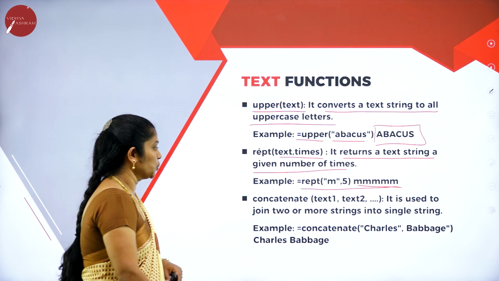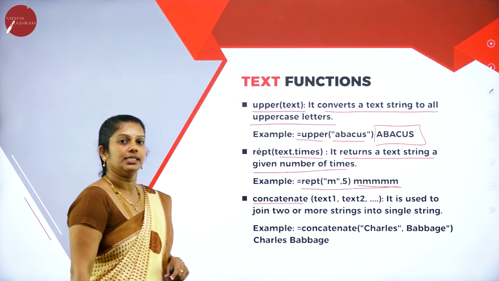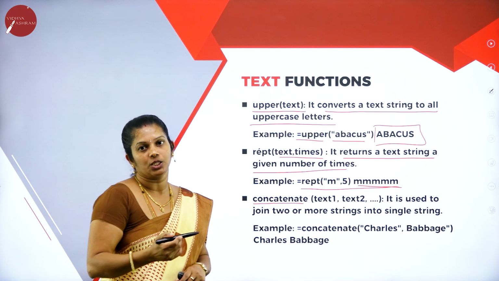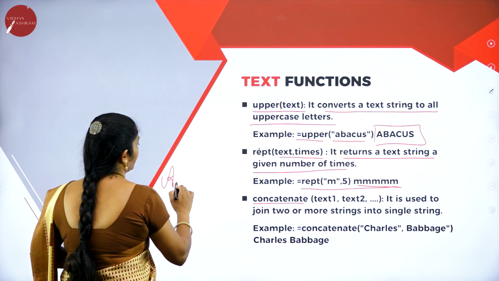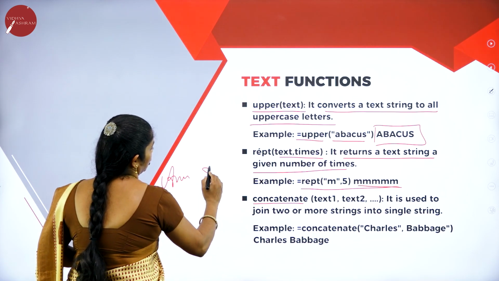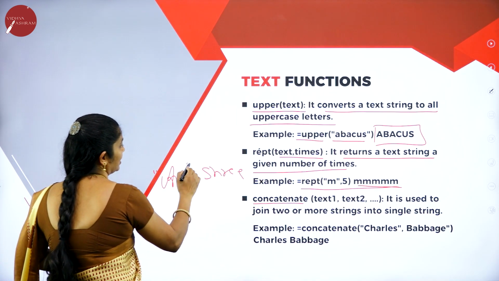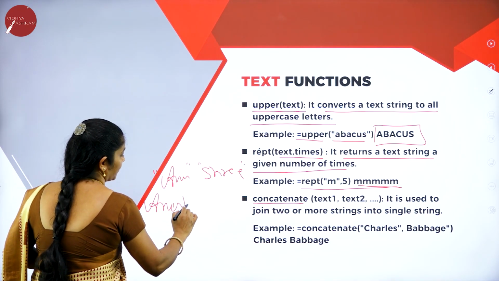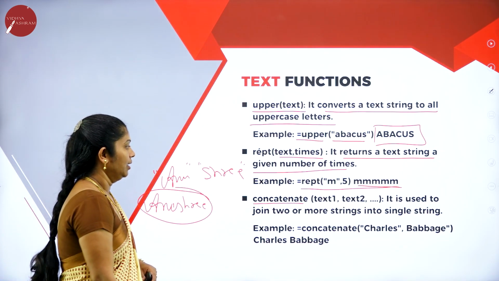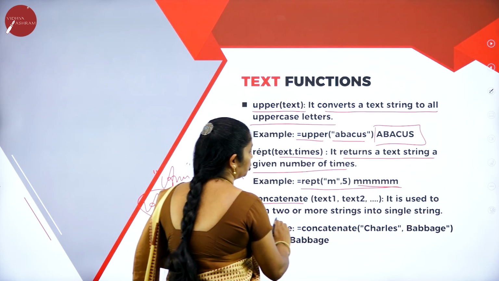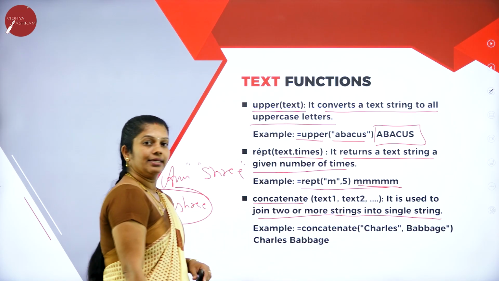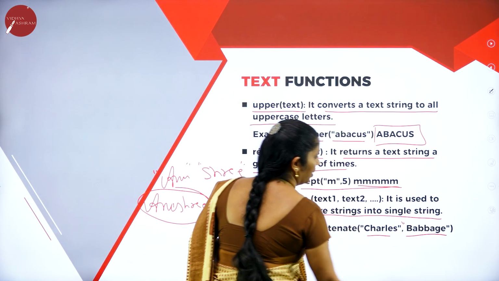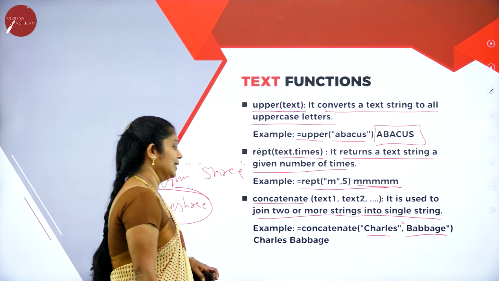Okay. And the next one, the CONCATENATE function. Concatenate is nothing but combining, joining. However many strings I want, that many strings we can combine. For example, Anu is one string, and Shri is one more string. By using concatenate, I can make Anu Shri. I can combine both strings here. It is used to join two or more strings into a single string. Example, concatenate Charles and Babbage, then the output you get is Charles Babbage.